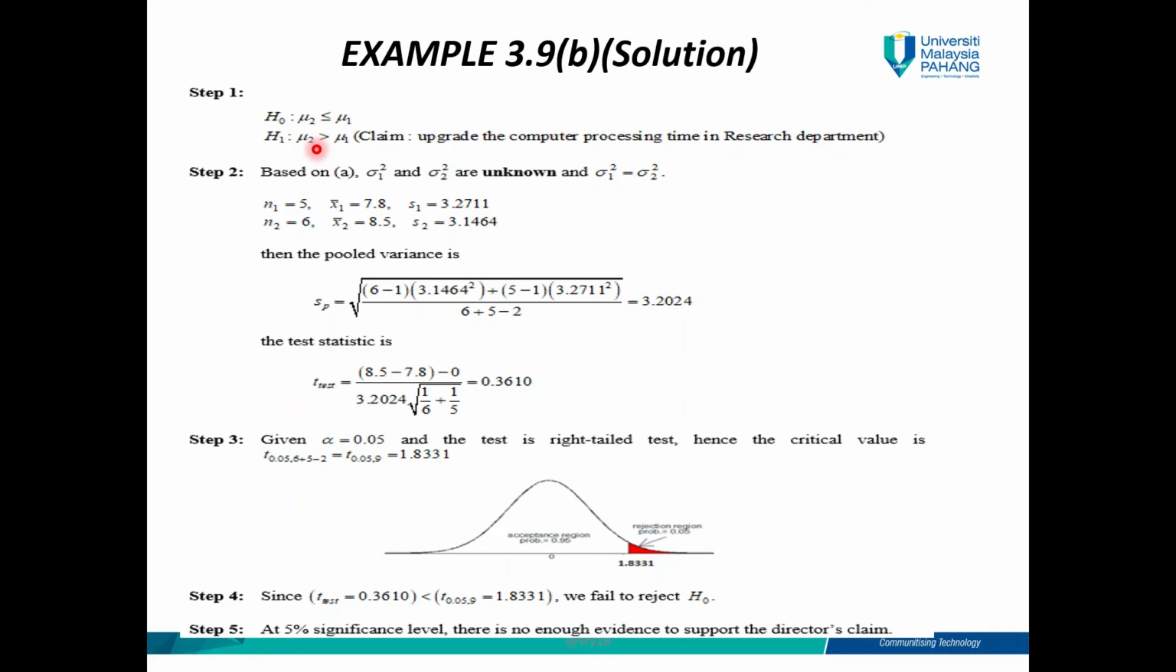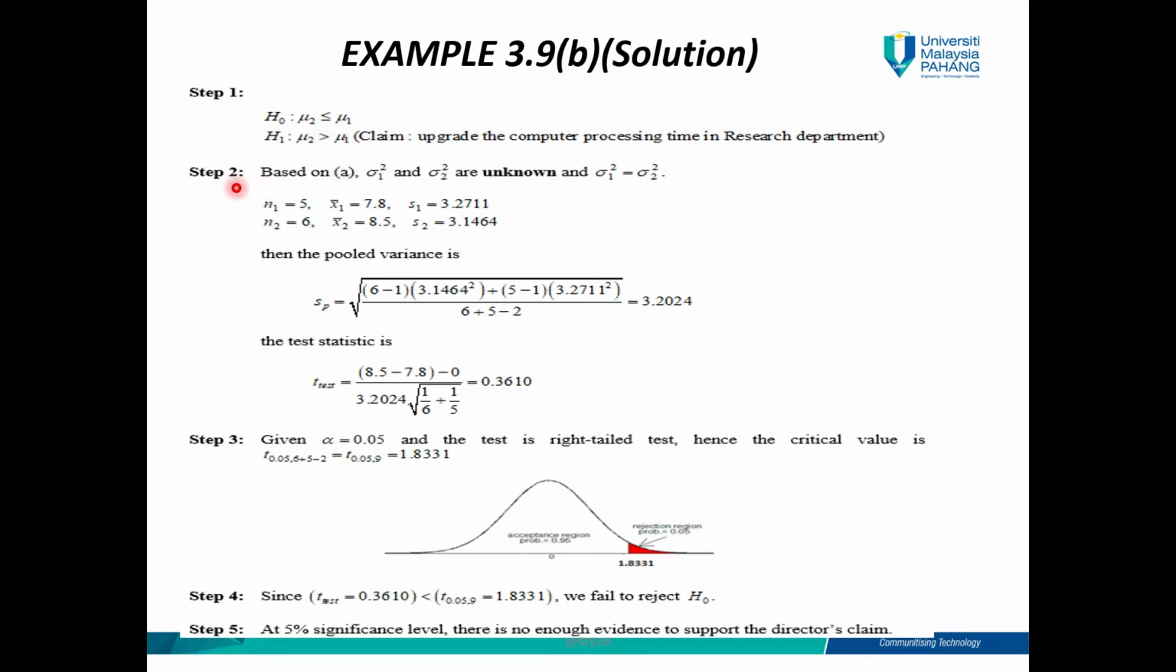So mu2 greater than mu1. 2 here is for the research department, and 1 is for human resource. So this is your claim. Actually you should bring this over to the left hand side, then only can you see the hypothesized mean difference, which is 0. So mu2 minus mu1 greater than 0, and mu2 minus mu1 less than or equal to 0. So the claim is at H1.